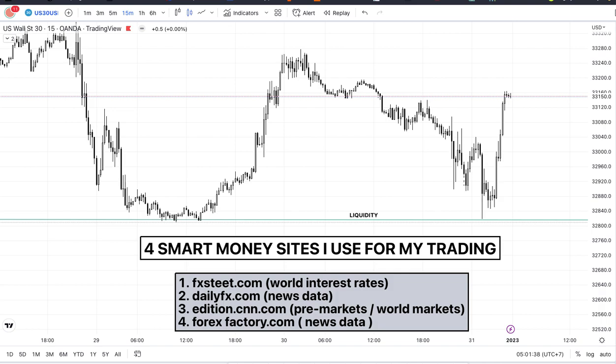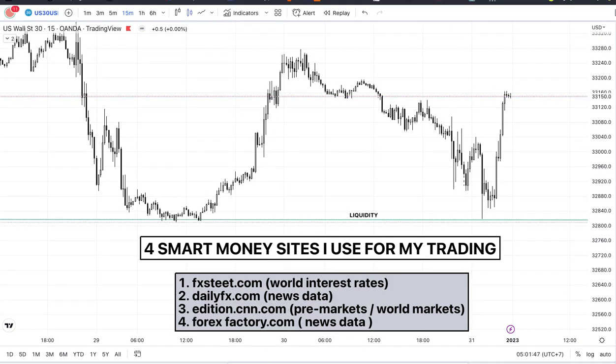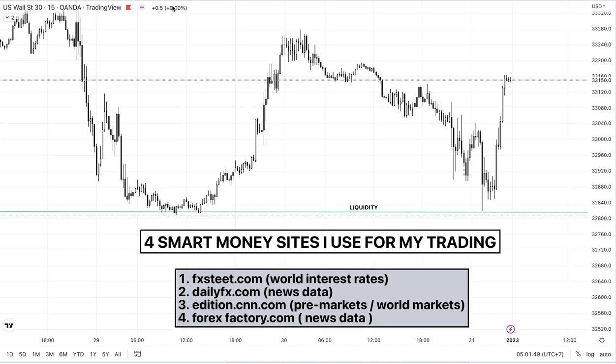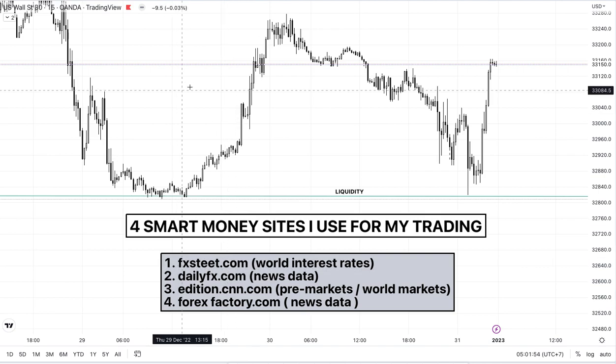So today I'm doing 4 smart money sites I use for my trading. They're all open already, so I'm just going to quickly go through them. So the first is fxstreet.com.